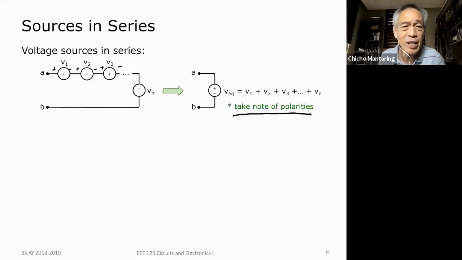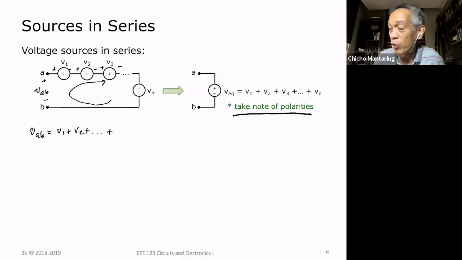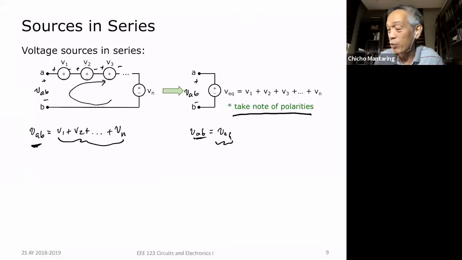And that's very easy to prove. No, all you have to do is we use KVL. No? If you use KVL, we go around this loop. You have VAB is equal to V1 plus V2 all the way to plus VN. No? On the other hand, if I have VAB here, VAB is equal to V equivalent. So if this is the same as this, then this must be equal to this.